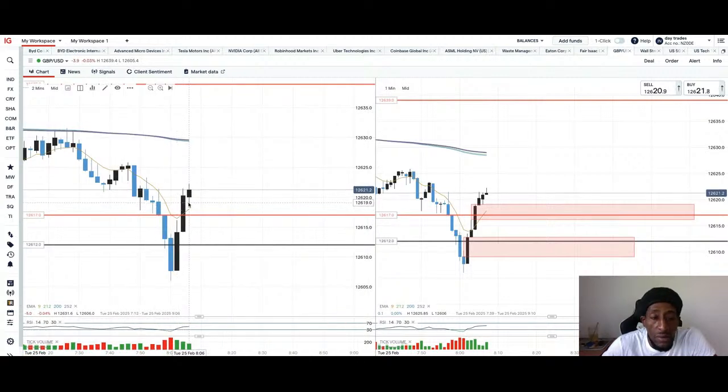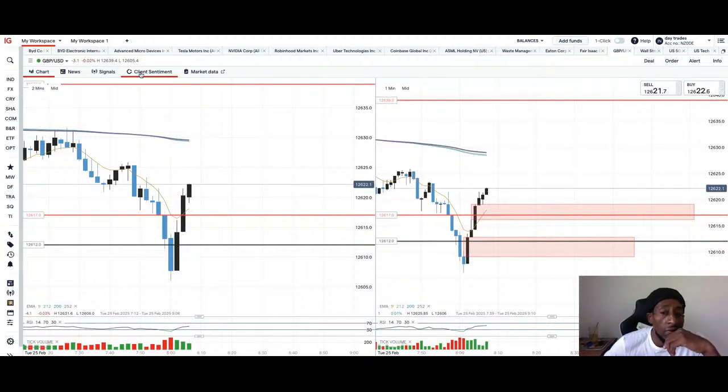6 to 8. So we might get. Yeah, the market's just. I should have taken this. See, as we liquidated this low and came back in pretty strong, I should have entered on the aggressive entry.